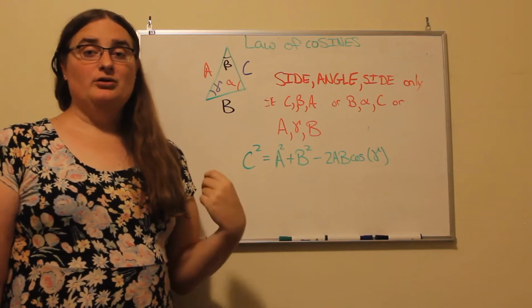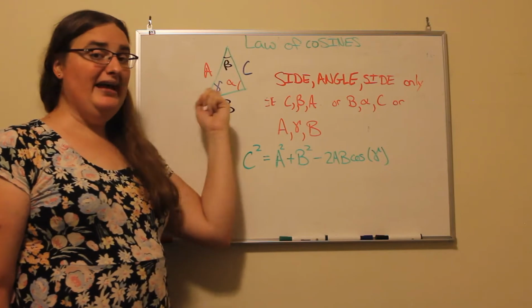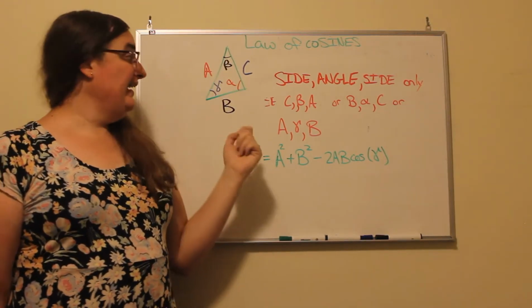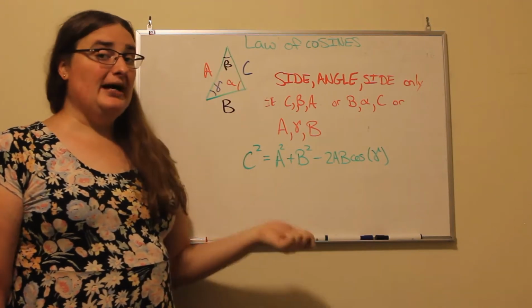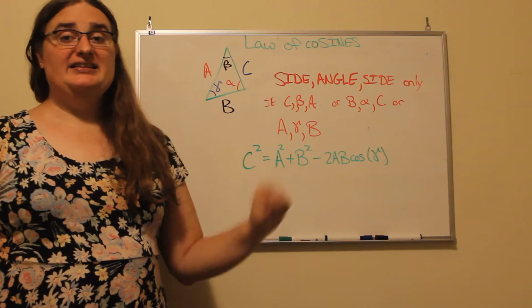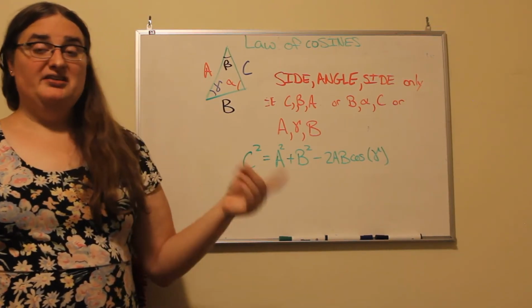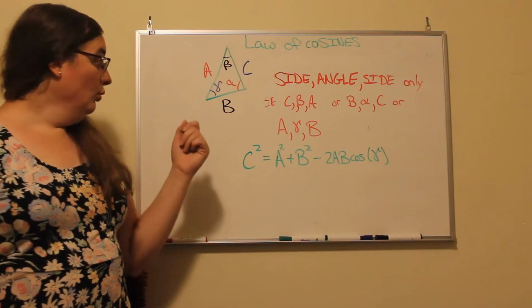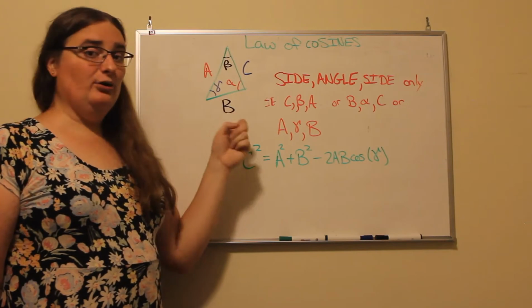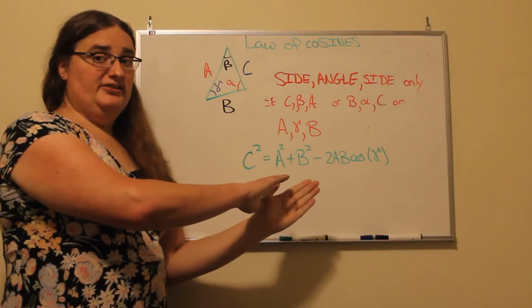And we have three angles, and we label those angles alpha, beta, and gamma so that our angle alpha is opposite side A, our angle beta is opposite side B, and our angle gamma is opposite side C. Now, if you know two of those angles and the length of one of those sides, or if you know two sides and one of the two angles that isn't between those two sides, you use the law of sines.